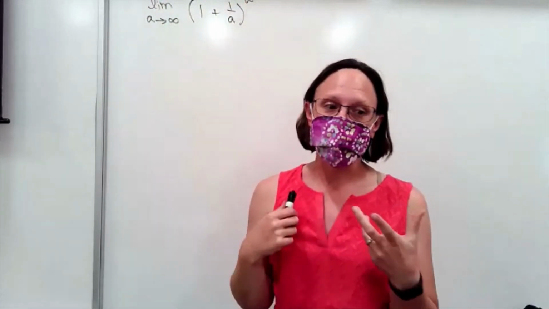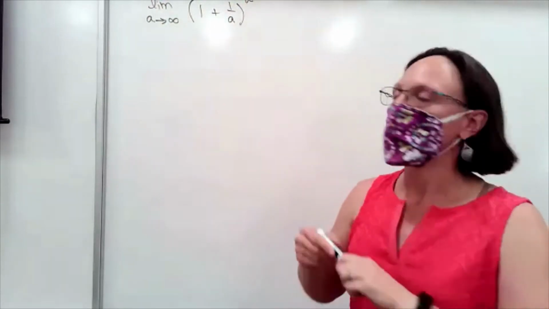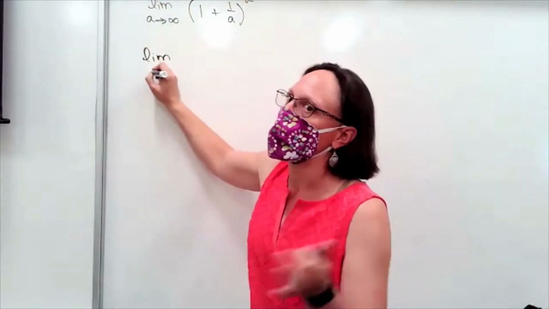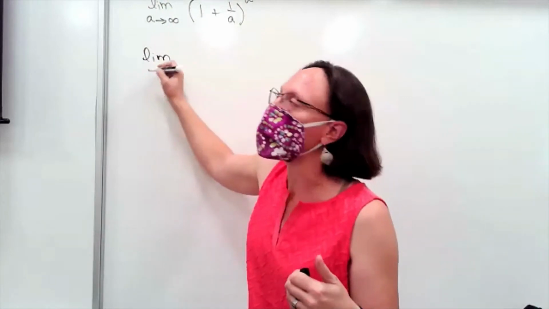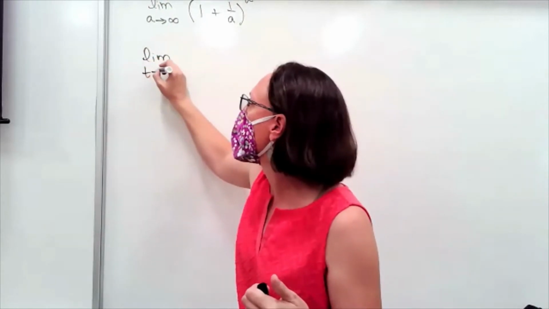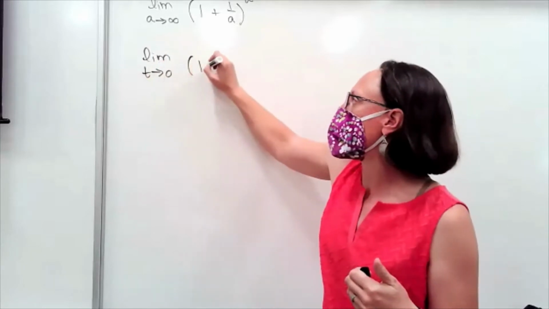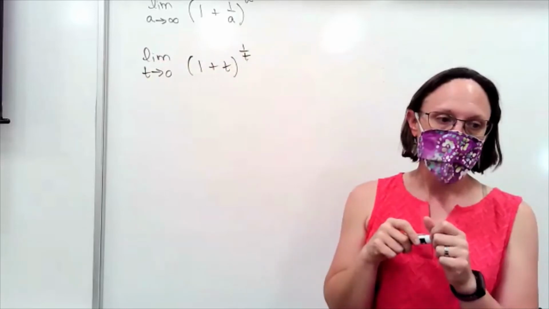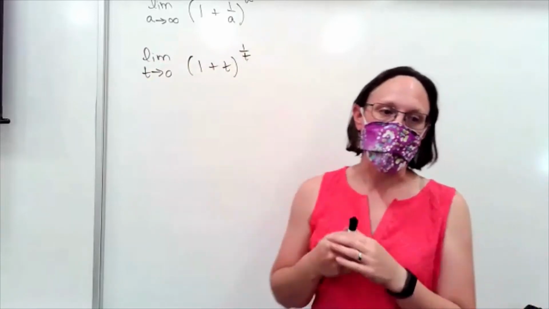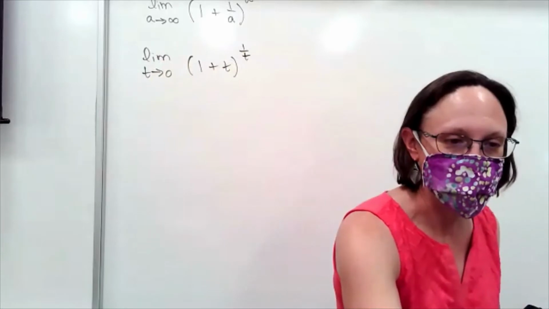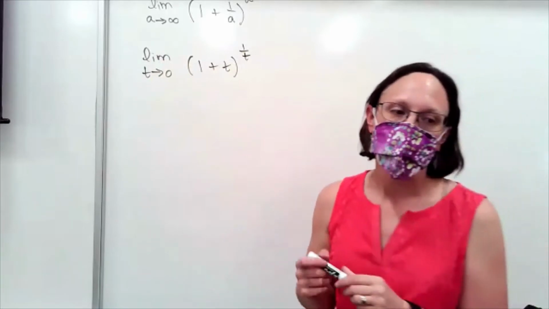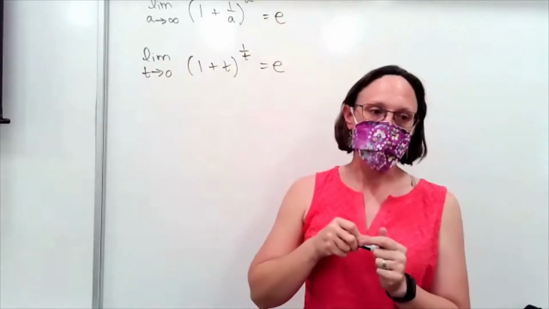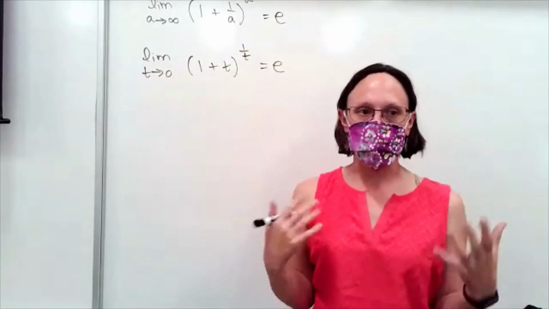But we have this second version, which looks like the limit as, I need another letter. How about t? The limit as t approaches zero of 1 plus t to the 1 over t. And it's the second one that we're going to exploit in a second. Both of these are equal to e, but it turns out that the second one is kind of more useful for us.